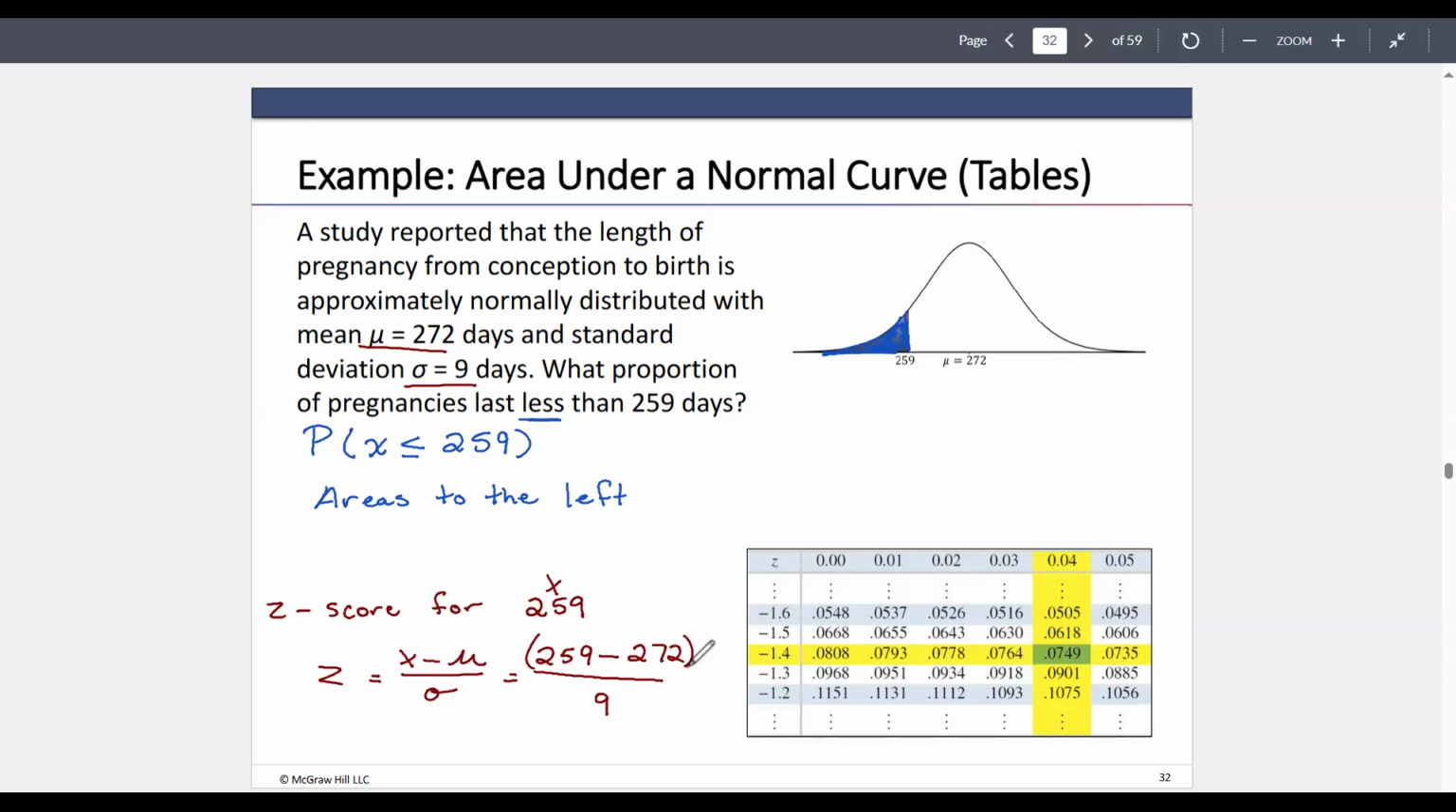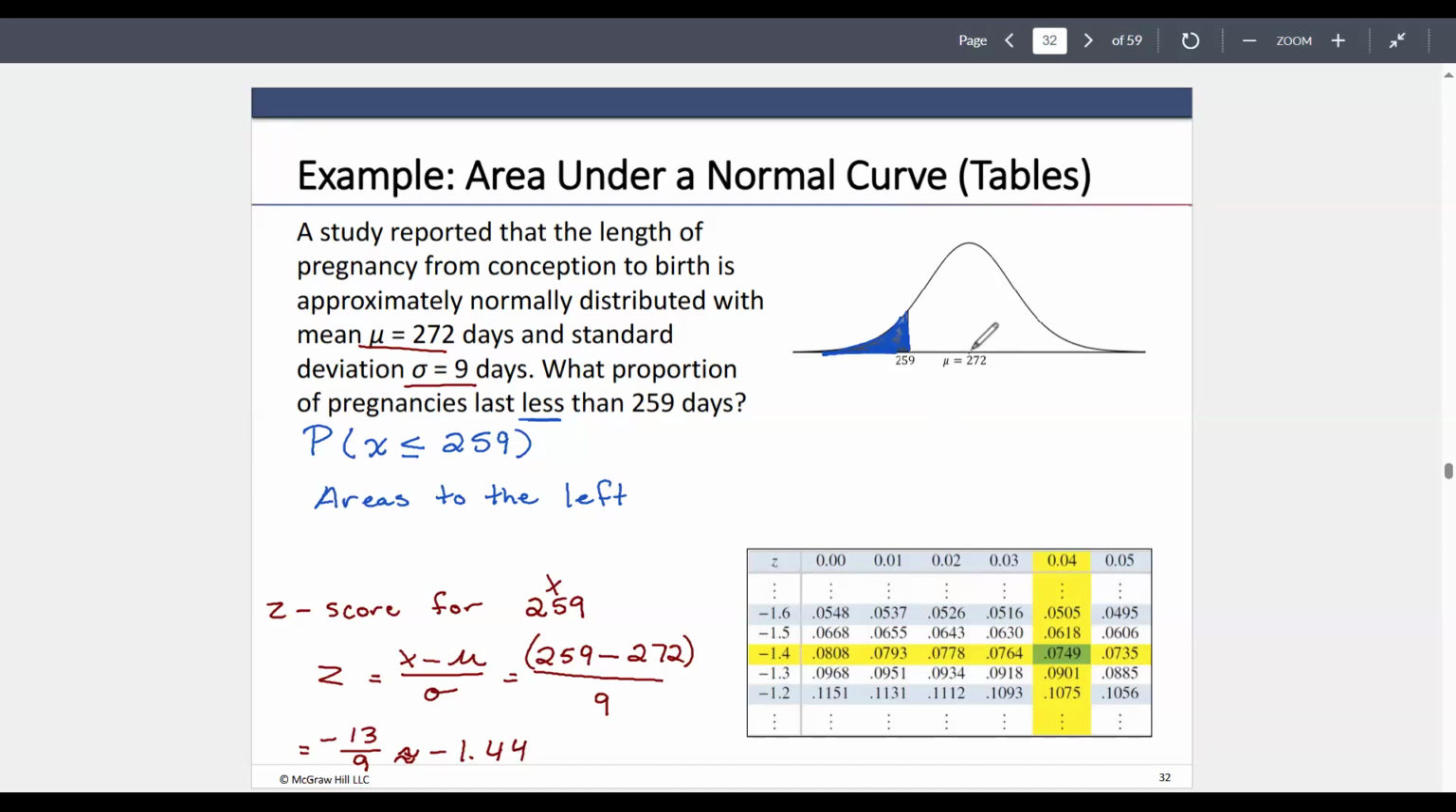259 minus 272 is negative 13 over 9. So negative 13 divided by 9 is going to be negative 1.44. Remember, we're going to round to 2 decimal places. Technically, it's 0.4 repeating, but we're rounding.